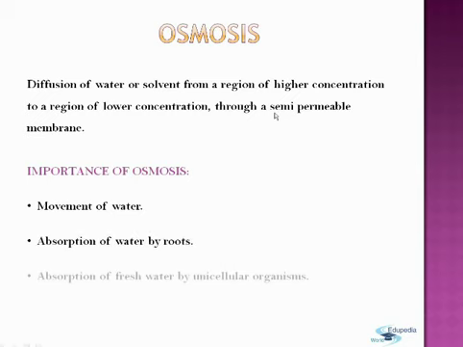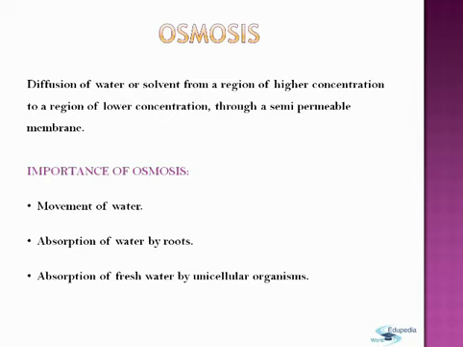What is the importance of osmosis to the plants? Why are we studying it in the cell? First of all, osmosis is the method by which water is transported from one cell to another. For example, if one cell has a high content of water and the other one is deficient in water, the cell with the high concentration is going to give water to the other cell. This is the best example of osmosis.